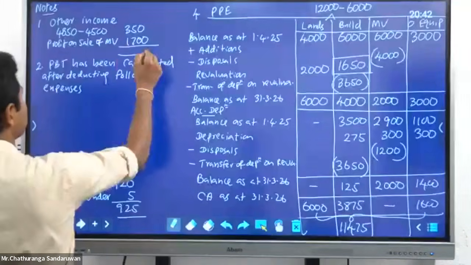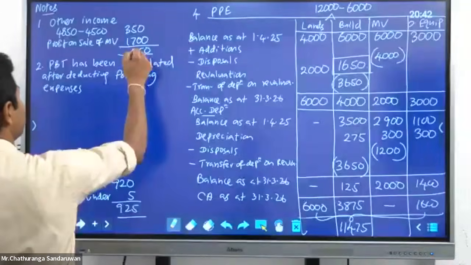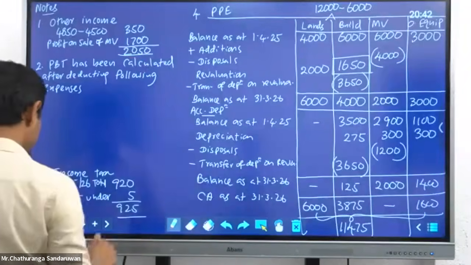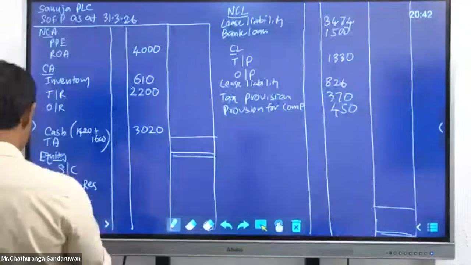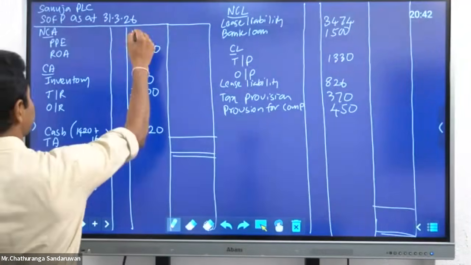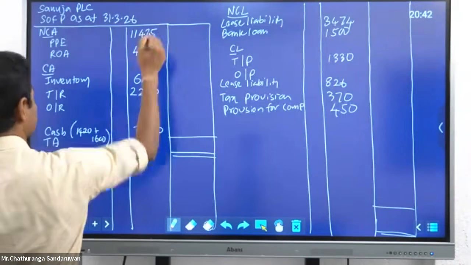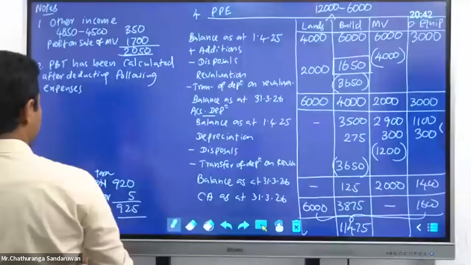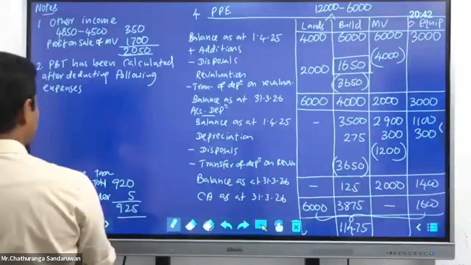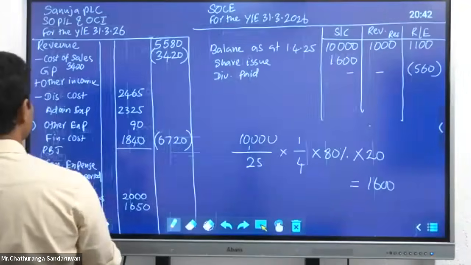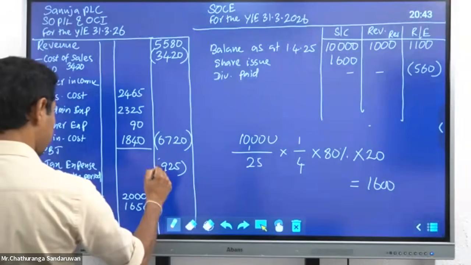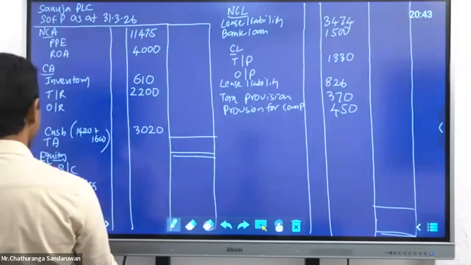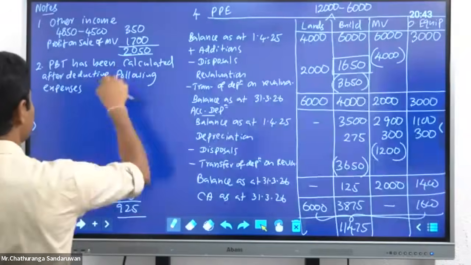And total of the other income 2,050, right? 11,475. Then income tax 925. And then other income 2,050.